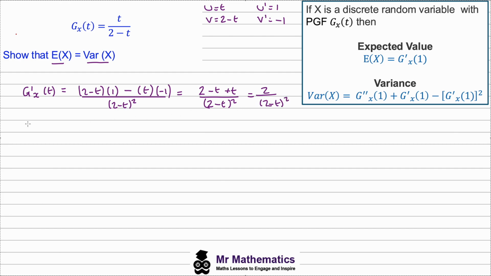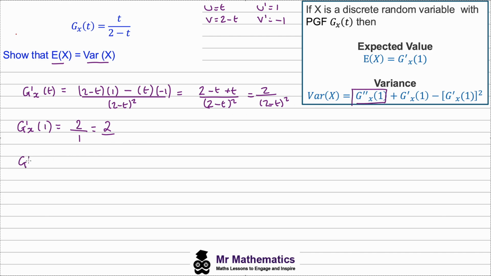And then to work out the mean, we'll let t equal 1. So we'll have 2 over 1 squared, and this will just be 2. Okay. So now we need to work out the second derivative to find this term for the variance.